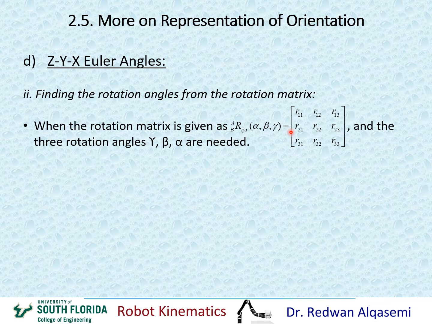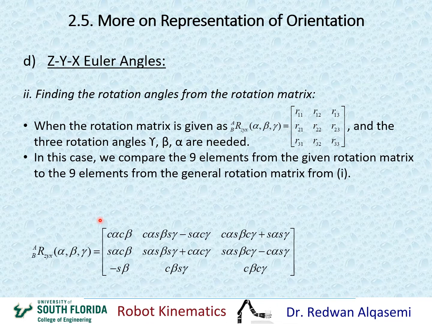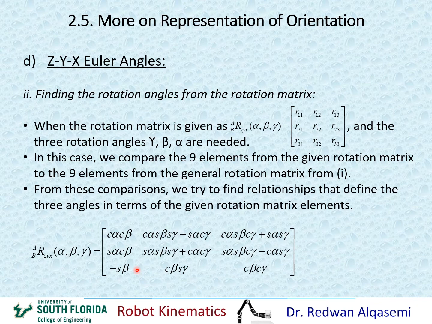As we did earlier in the fixed angles method, we can compare some of the 9 elements from the given rotation matrix to the general form of the rotation matrix that we found in the previous step. From these we can find relationships that form equations, which we can solve for beta, alpha and gamma. If we solve these equations, we can find the general form that defines beta, alpha and gamma in terms of the elements of the given rotation matrix.